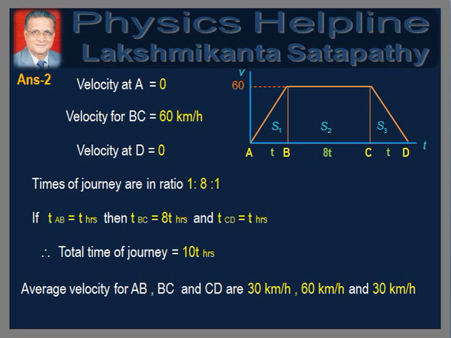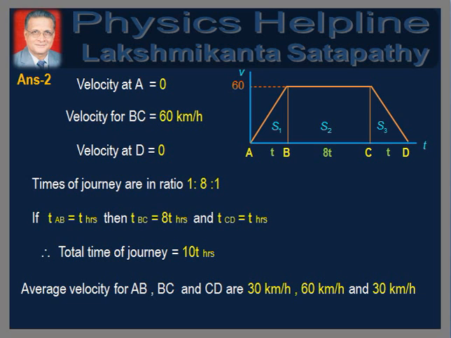Now we will solve the problem in question 2. The situation is shown in the figure, where the velocity time graph for the motion of the train is plotted. The train starts from rest at A, moves with uniform acceleration, and attains a maximum velocity of 60 km per hour at B. From B to C, it moves with a uniform speed of 60 km per hour, and after that it moves with uniform retardation and comes to rest at D.